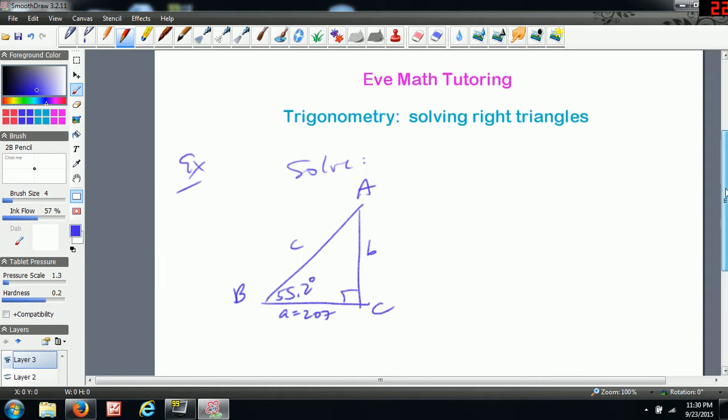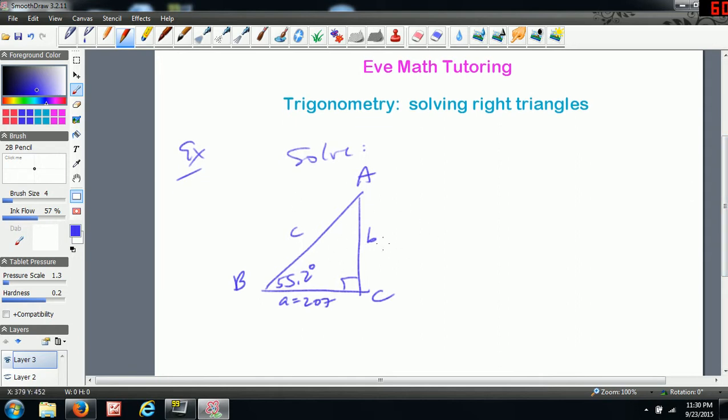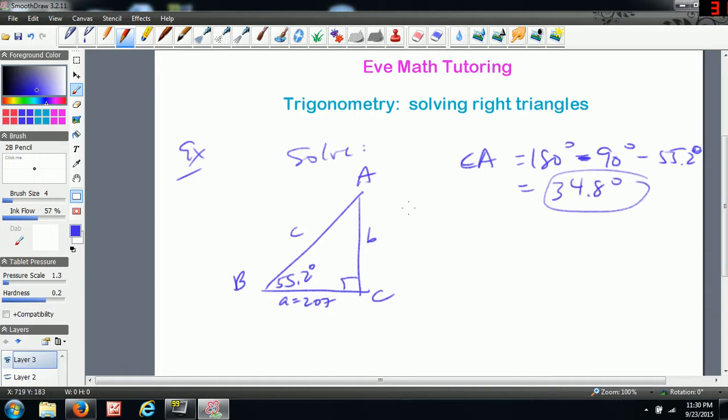Okay. So here, to find angle A, I know that I could just do 180 minus 90 degrees and minus 55.2. So that's using the rule of triangles, that all the angles add up to 180. So angle A would just be equal to 34.8 degrees. So that's done. And we can plug that in. We can write that in here. 34.8 degrees.